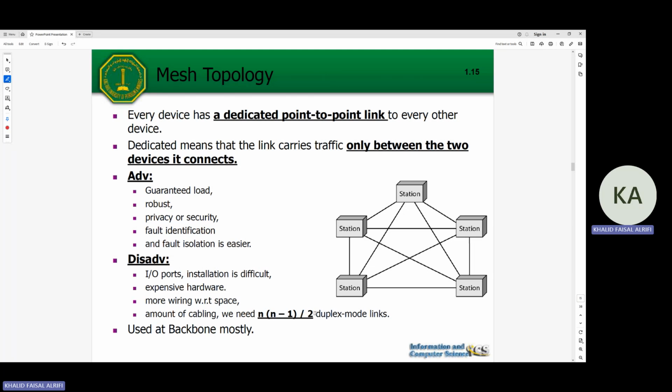The amount of cabling is large, it requires many cables, as you can see, and you can count the number of cables using this formula, where n is the number of stations. Like here we have 1, 2, 3, 4, 5 stations, which means 5 times 4 over 2, which is 20 over 2, so we have 10 duplex mode links. It's usually used as a backbone.